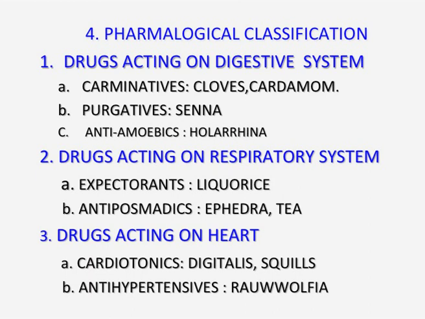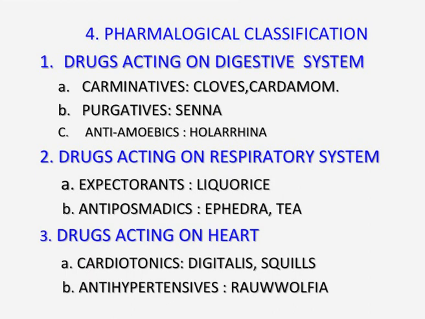The fourth classification is the pharmacological classification. Drugs are classified based on the activity of the drug, and this is called a pharmacological classification. Drugs acting on the digestive system are categorized into carminatives and purgatives. Cloves and cardamom come under the carminatives, and senna comes under the purgatives.